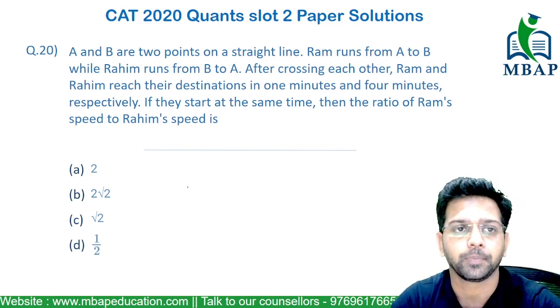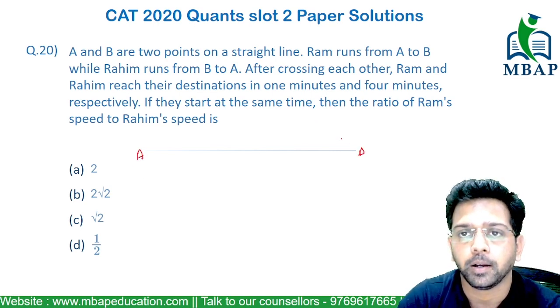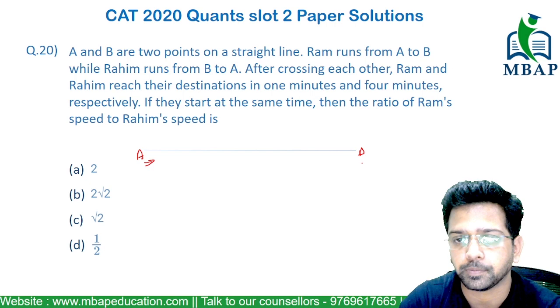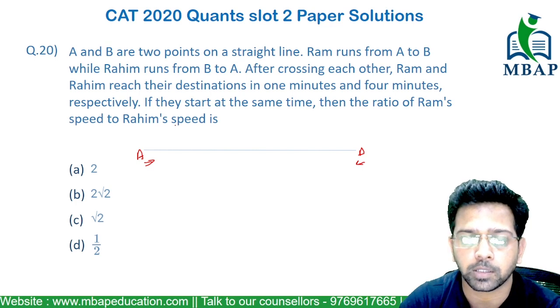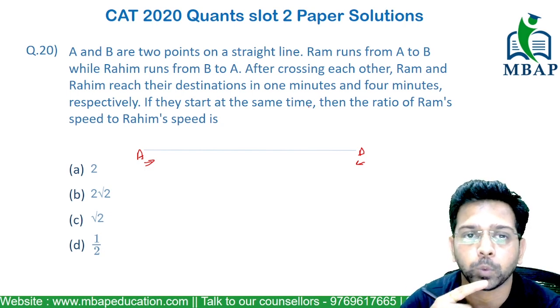The question said, A and B are 2 points on a straight line. Let's say the line is basically AB. Ram runs from A to B and Rahim runs from B to A. So they are moving in the opposite direction. After crossing each other, Ram and Rahim reach their respective destination in 1 minute and 4 minutes. If they start at the same time, then the ratio of speed of Ram to Rahim is what is the question.